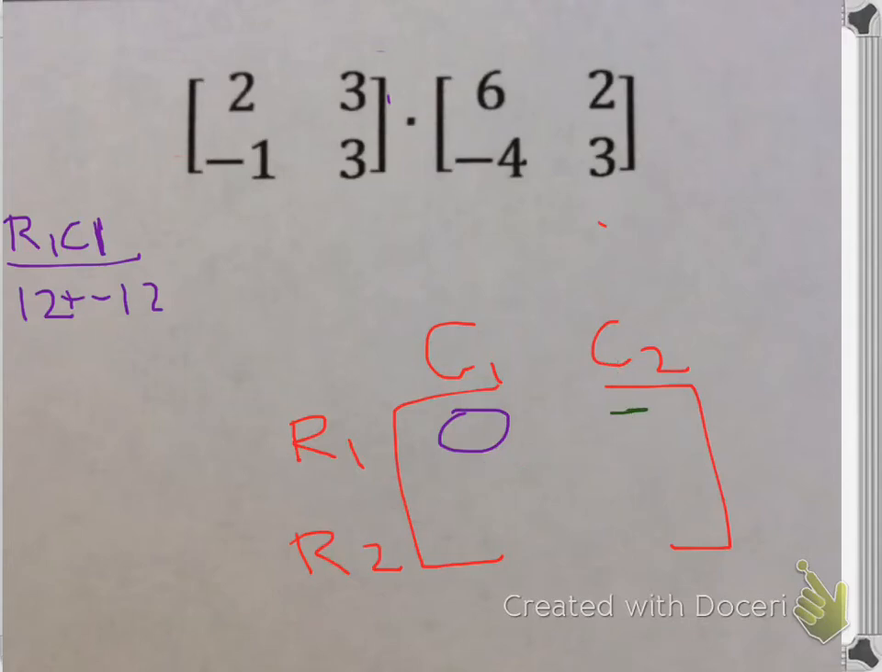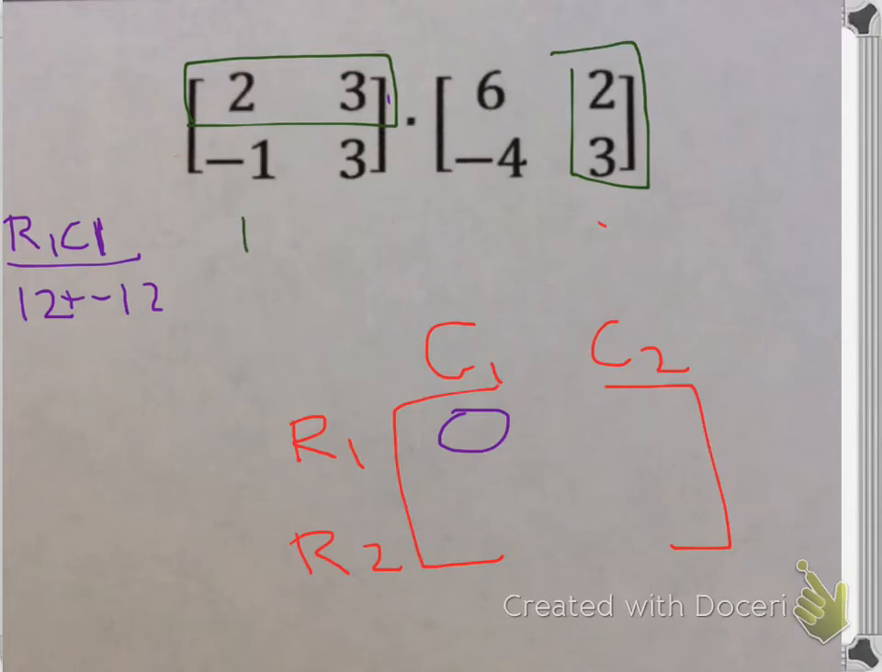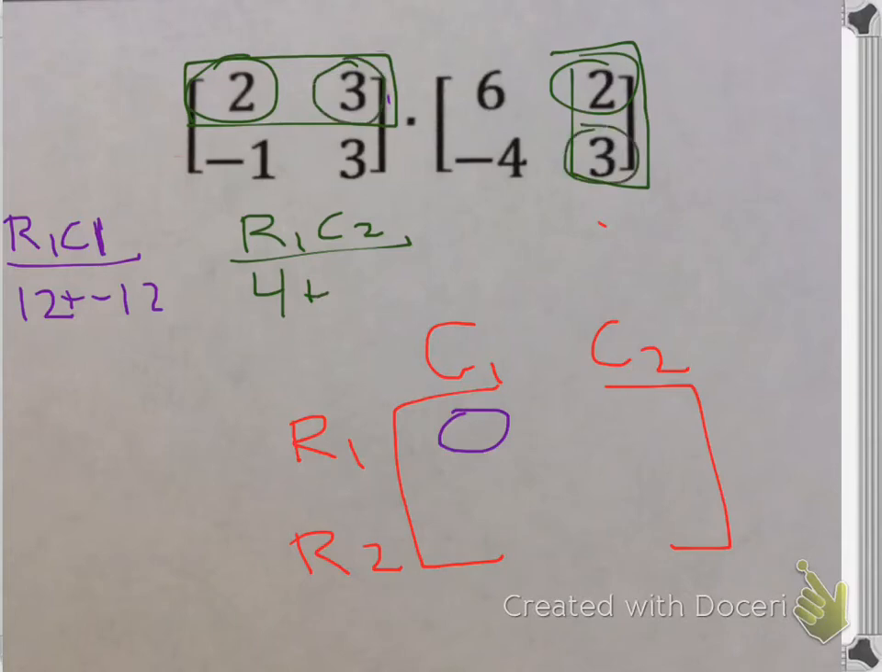So I need to go and grab row 1, which is right here, and column 2, which is right here, and I'm going to multiply first numbers together. So row 1 and column 2, here's my work for that. I'm going to go 2 times 2, which is 4. And I'm going to add to that 3 times 3, which is 9. Those add together to be 13, so my answer for that spot is 13.